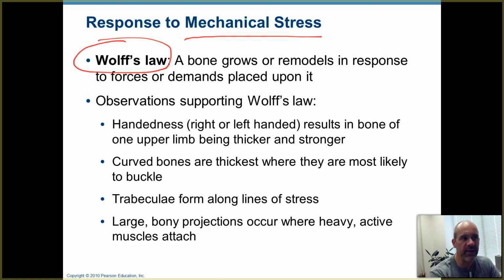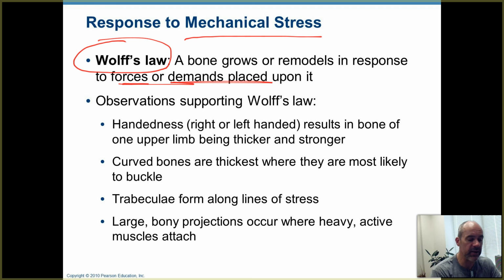And Wolff's Law states that a bone grows or remodels in response to the forces or the demands placed on it. So that basically means that, like we've already talked about, areas of bone that deal with more weight or have more stress placed on them are going to grow thicker, and areas of bone that don't bear a lot of weight are going to be thinner.